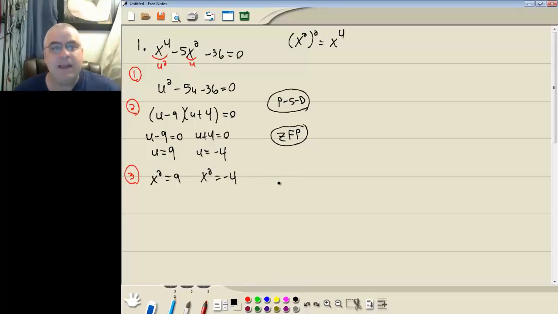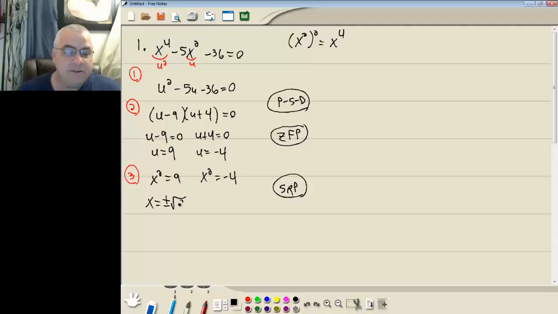This one, whenever you have something squared equal to something else, the square root property comes in handy. Square root property says if you got something squared equal to something else, you drop your squared, you put a plus or minus square root around the other side.